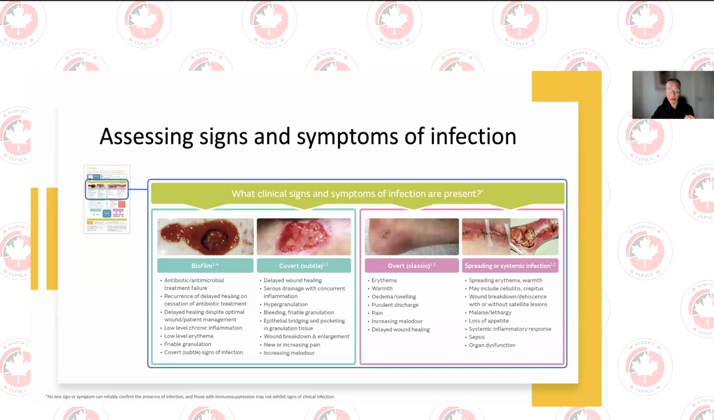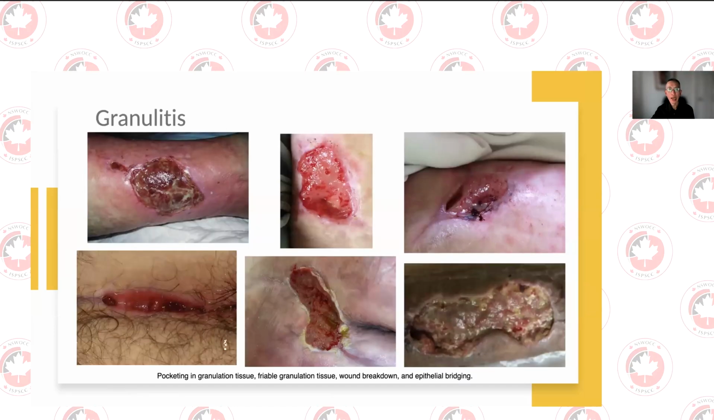And once you have a wound that you're concerned about infection, we have developed this pathway looking at evaluating signs and symptoms associated with infection. We divide infection into superficial or covert infection, biofilm related, versus the overt deep spreading infection. I'm sure that you can have access to this pathway through a variety of websites. If not, I'm sure that we can share that with you.